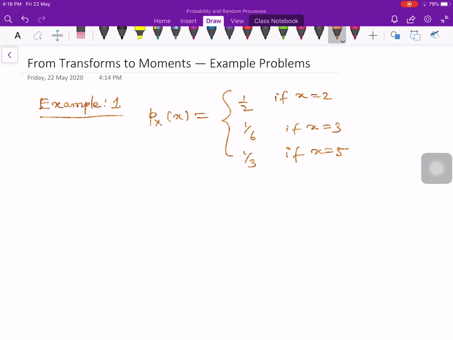So in this lecture, let me illustrate the moment generating function's usefulness to compute the moments through a few random variables. So to start with, let me consider this example. This we already have seen, and we derived the moment generating function. So the moment generating function M(s) is equal to 1/2 times e to the 2s plus 1/6 times e to the 3s plus 1/3 times e to the power 5s.